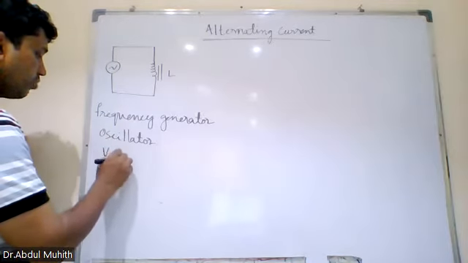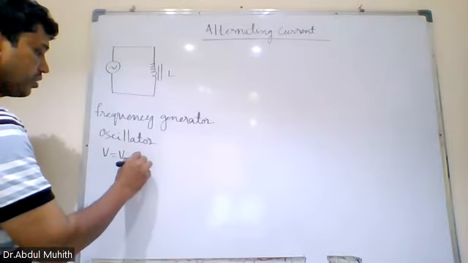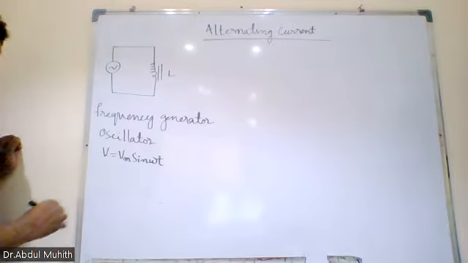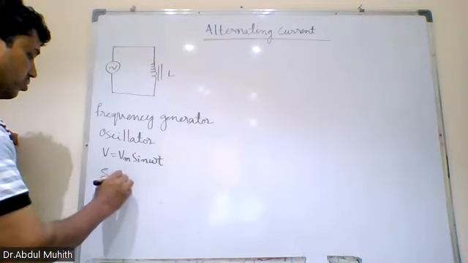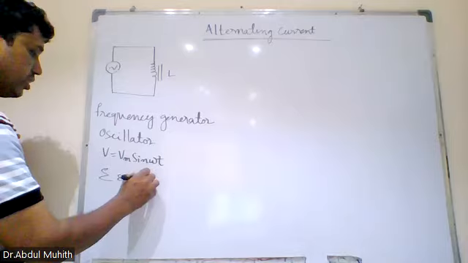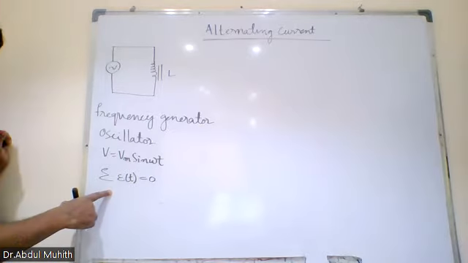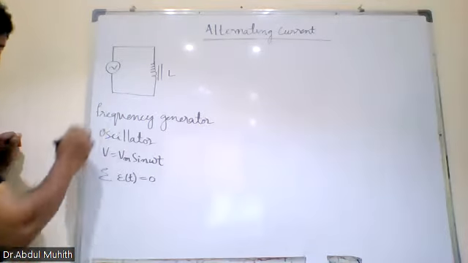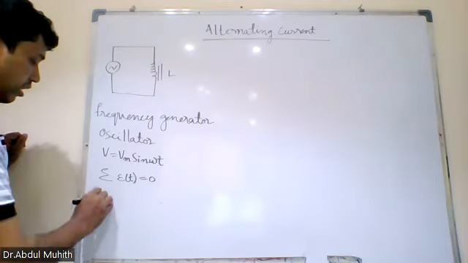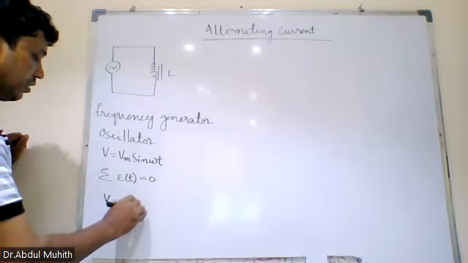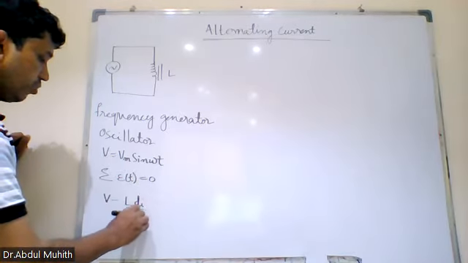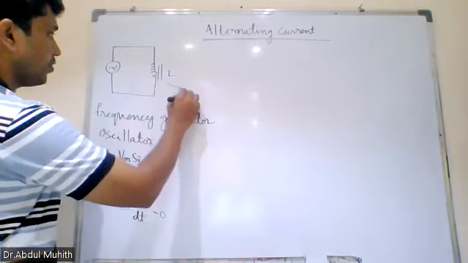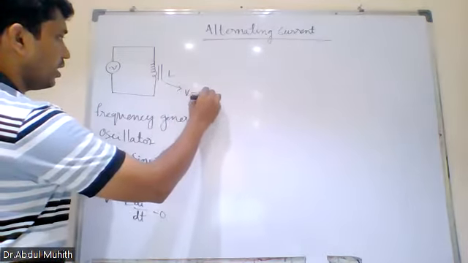We have V is equal to what? Vm sin omega t. You can understand why I am taking sin omega t. Now, summation E of t is equal to 0, according to Kirchhoff's second law. The voltage across the EMF is V minus L into di by dt. So the voltage across the inductor is given by V is equal to L into di by dt.